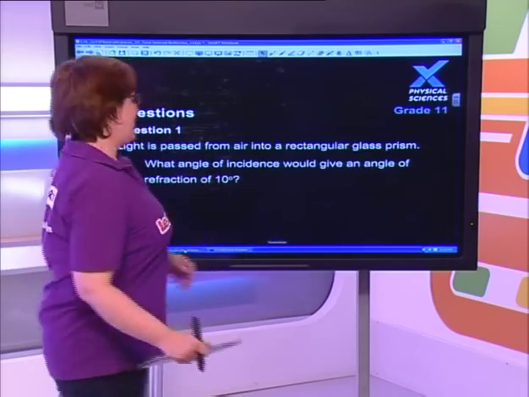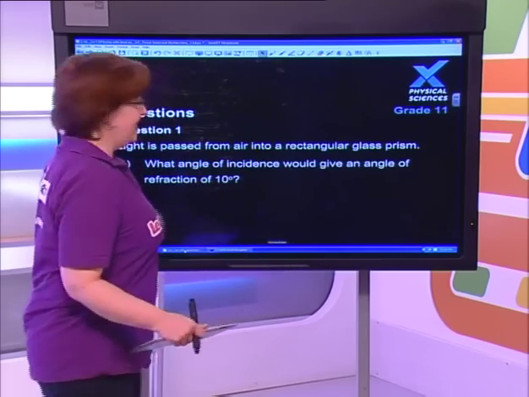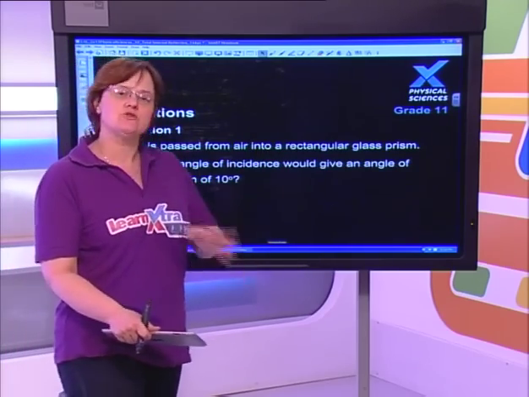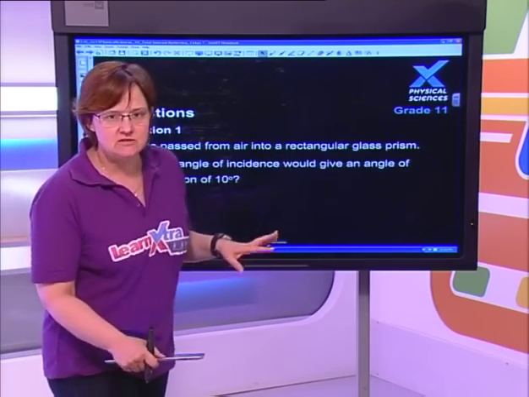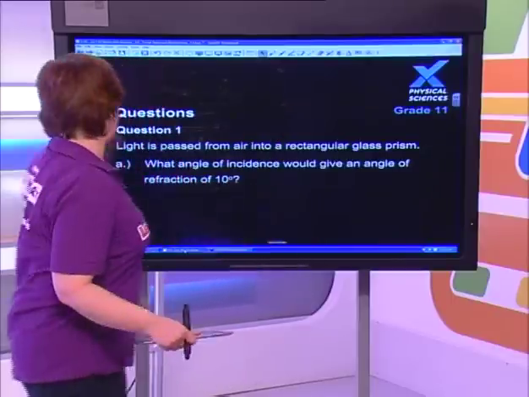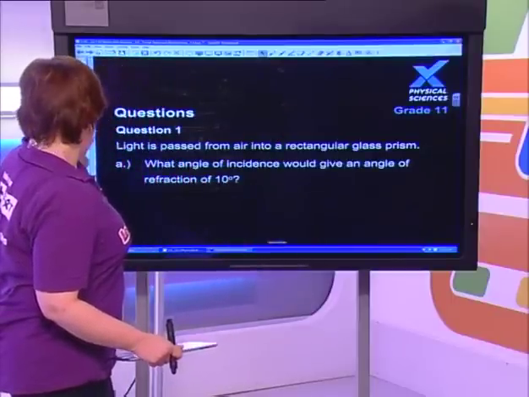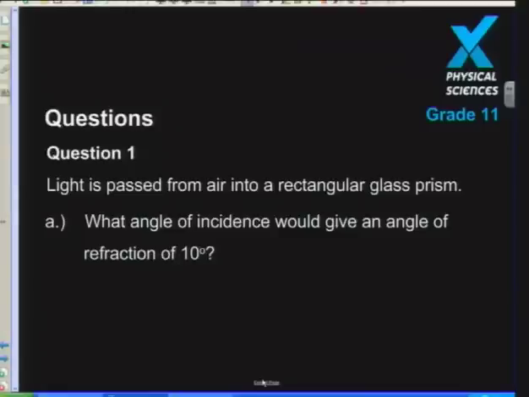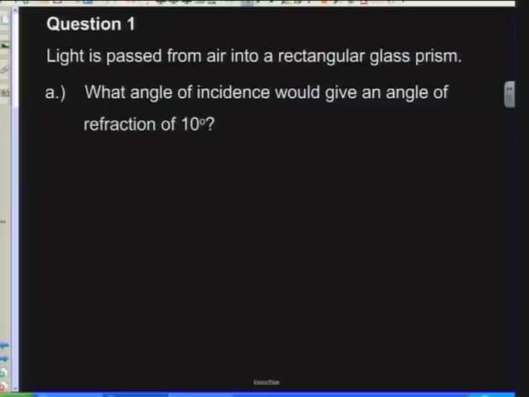Okay, so let's do some questions with Snell's Law, because you're going to get these. Unfortunately, and as much as we hate the trig, it's okay. The nice thing about Snell's Law is they really can only ask you in a couple of ways, which is brilliant. So they say to you that light is passed from air into a rectangular glass prism.